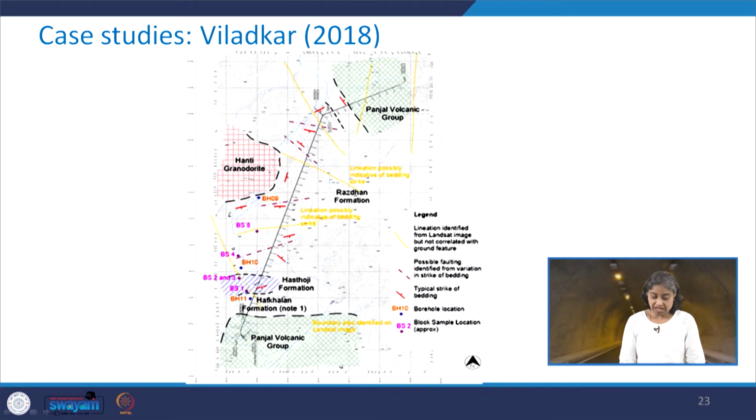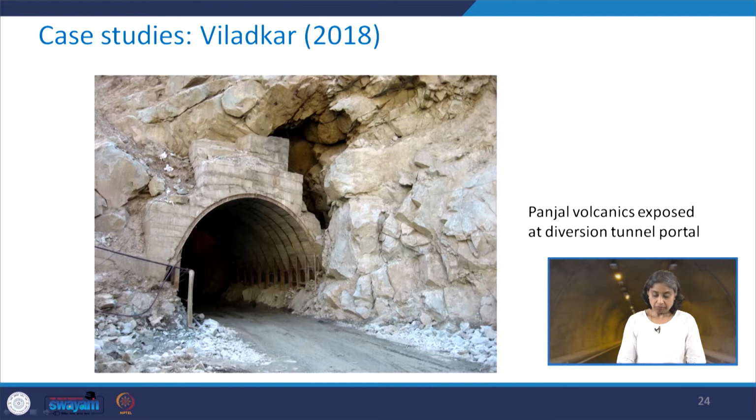So, you can see that you have the Panjal volcanic group here, Hafkalan, then Hastosi, then Razdan formation, and again you have the Panjal volcanic group. So, this is how the rock mass looked like as far as the Panjal volcanics geological formations are concerned. These were exposed at the diversion tunnel portal. So, see how the rock mass looks like.